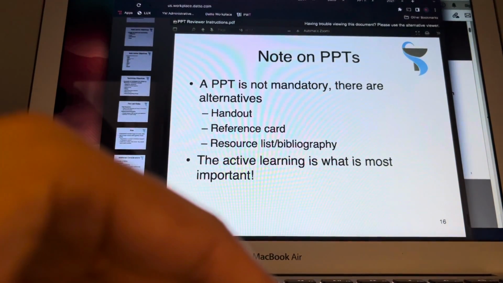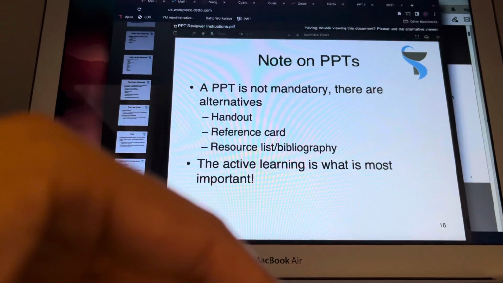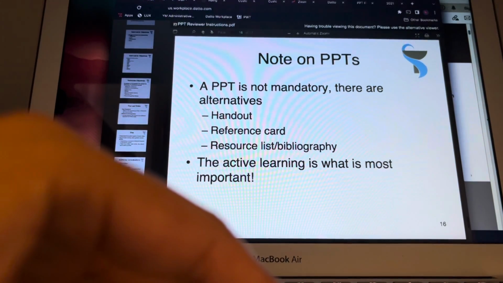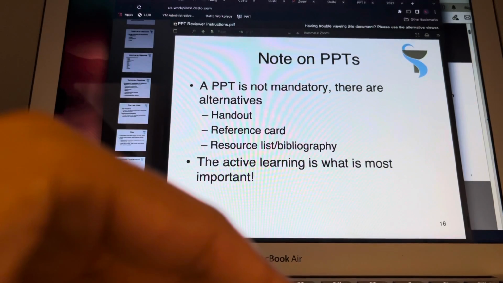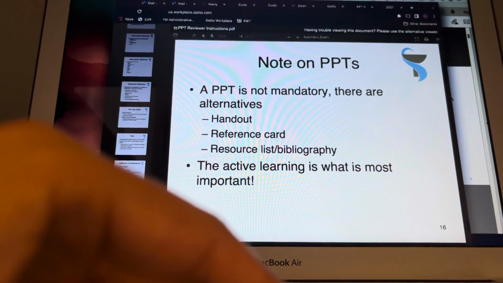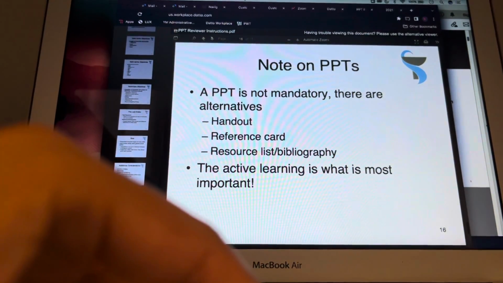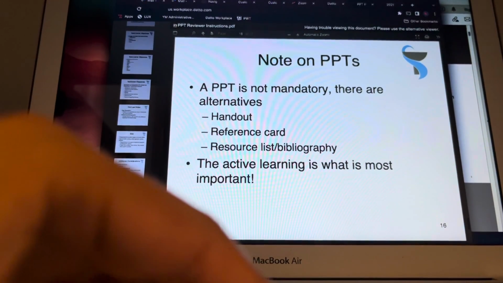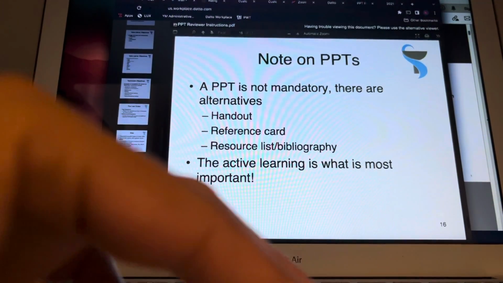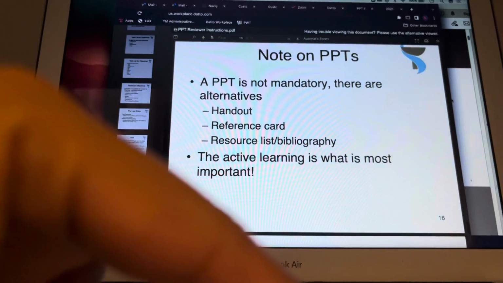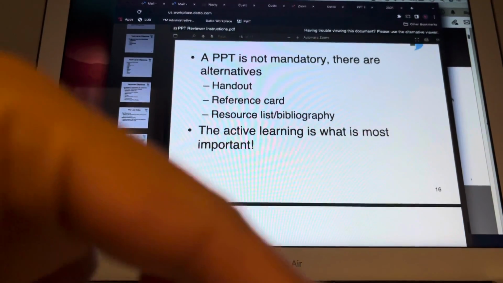And the last point here is that active learning is what is most important. So making sure that these presenters have their test questions at least presented at the end of the presentation. They sometimes show it at the beginning, have you think about it throughout the presentation, and then reveal the answers to you at the end. Either way, we want to make sure that we're keeping our audience members engaged.